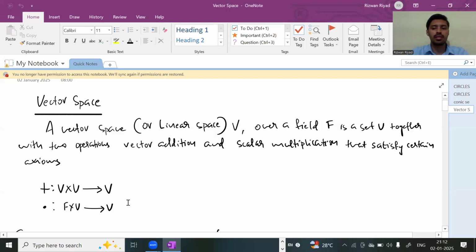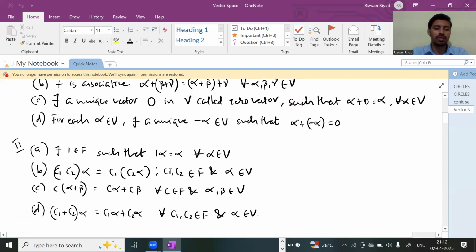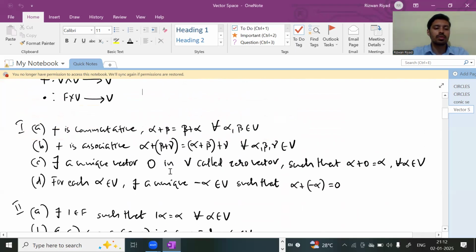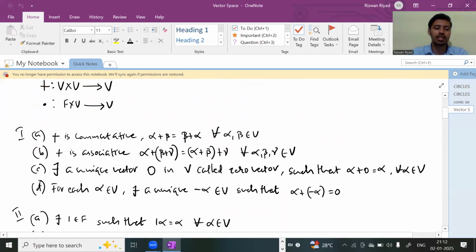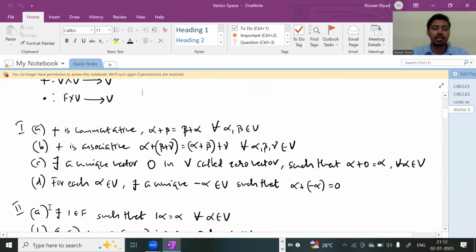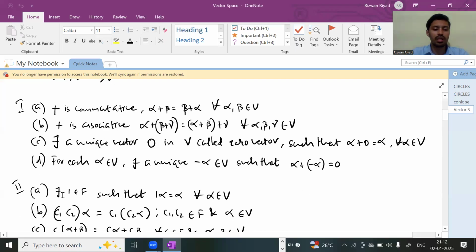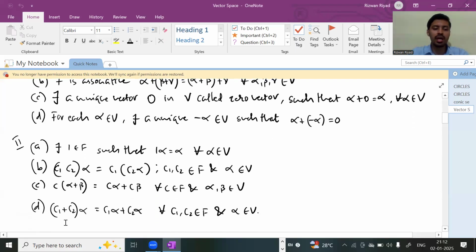Let's see what axioms should be satisfied to become a vector space. You can see two sets of axioms here: four axioms under the first set, and four axioms under the second set. The first four axioms are regarding addition, and for the last four, both addition and multiplication come in.